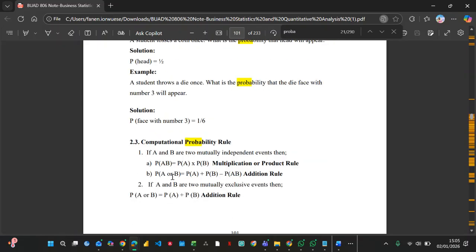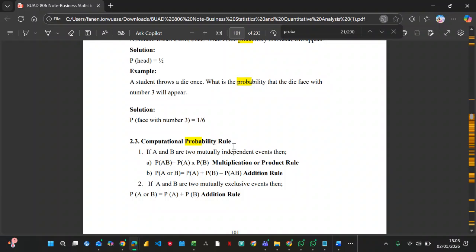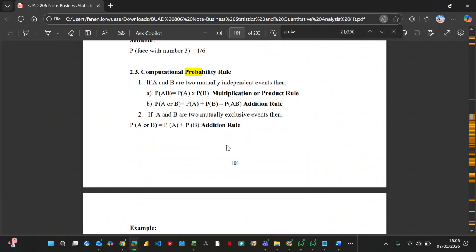So I want to just understand the question. Let's understand the question very well, then we'll continue solving. Probability has some computational rules, and that is the one I was trying to use there. So now look at it here. This is number one.